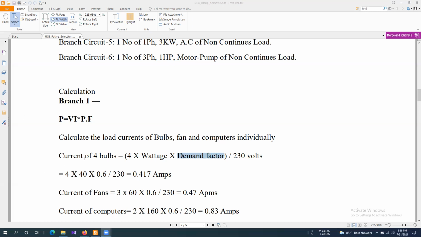So we have considered the demand factor over here. The residential demand factor is generally 0.6 to 0.7. This demand factor varies according to the type of consumer. If the consumer is purely residential, then the demand factor varies between 60% to 75%. In case of commercial, it may rise to say 70% to 80%. And if it is industrial, it may also go above 80%. So in this way, we assume the demand factor generally from statistical experience.